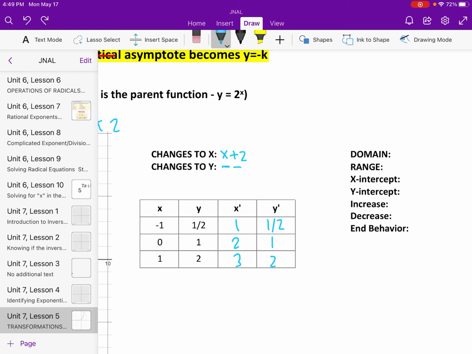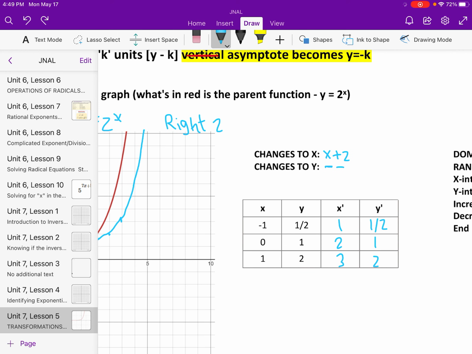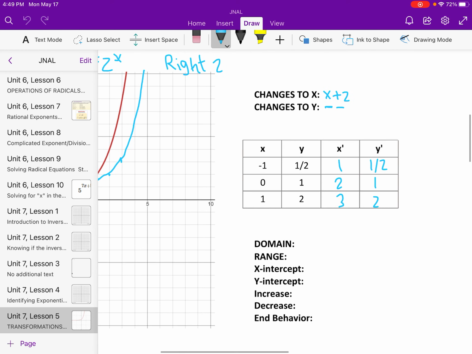Okay, so I moved it, but it's not showing up yet on the iPad, so hang on a second. Alright, there we go.